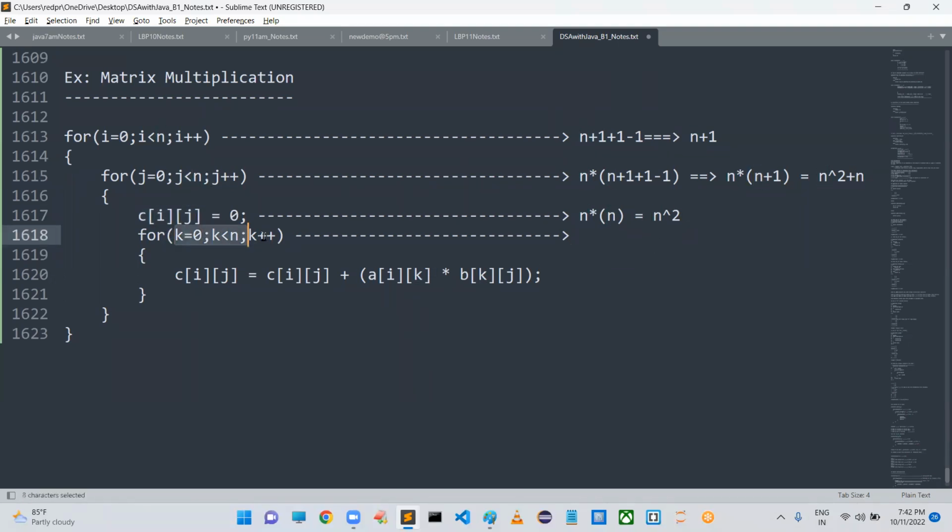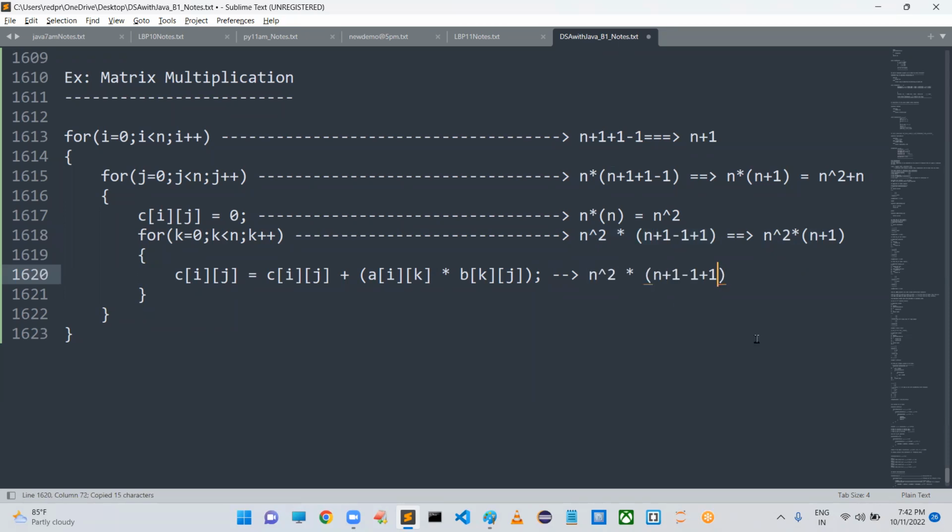Sir, how many times is this loop going to execute? Already this one is going to execute n square times. So n square into again n plus 1, minus 1 plus 1. That means how many times is it going to execute? So n square into n plus 1 times. Okay, sir, this is nothing but what we have. What about this one? Same as this one only, right?